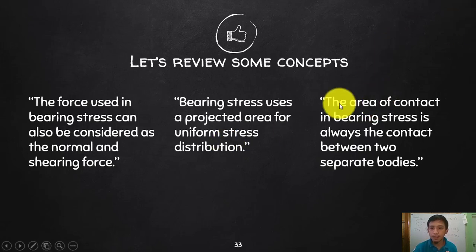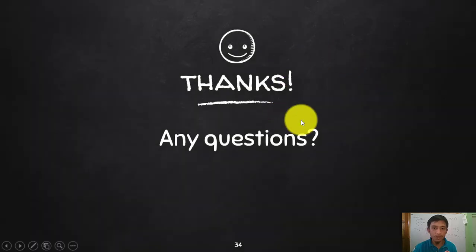And then the third concept that we need to bear in mind is that the area of the contact in bearing stress is always the contact between two separate bodies. Okay, so the actual contact is where the bearing stress happens. Okay, so that is for unit 3. That is for our bearing stress under your simple stresses module 1.